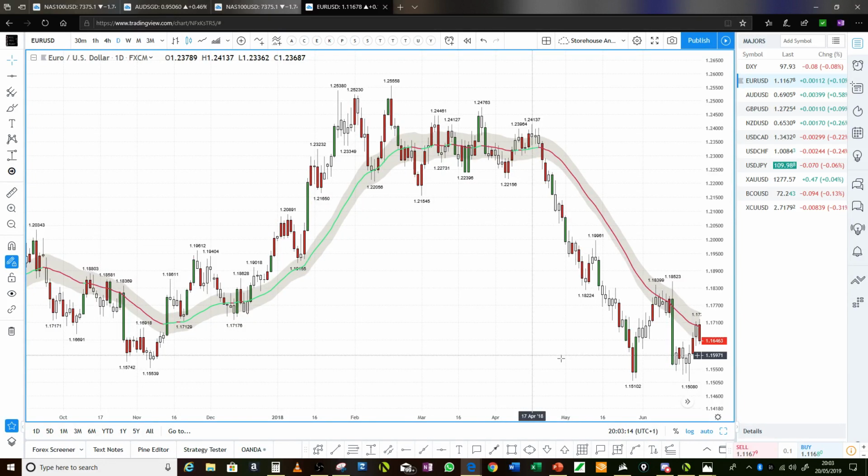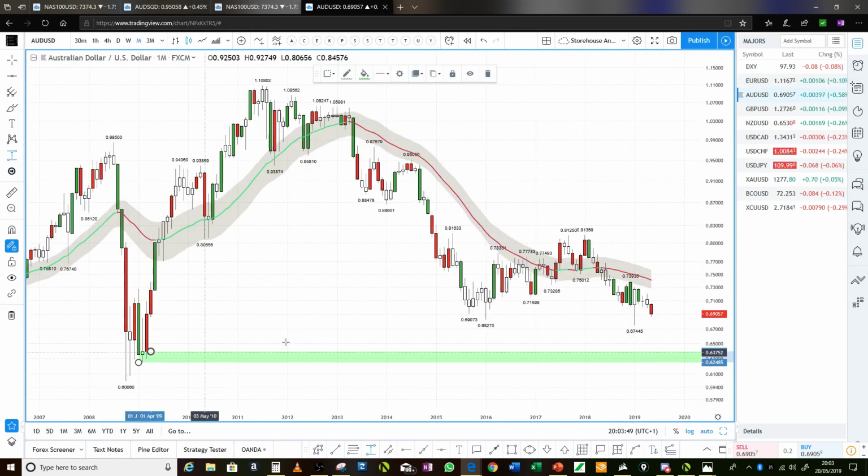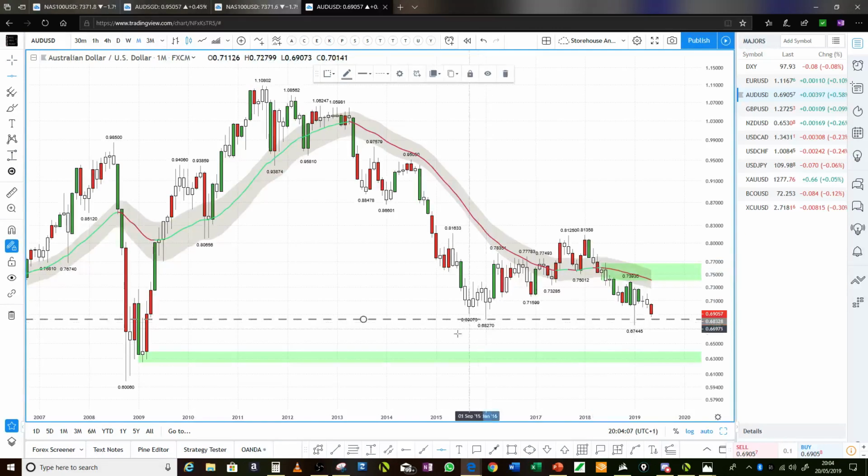So for the Aussie again, let's just take a quick peek at the monthly. The Aussie has suffered a little bit of late with the down move that's happened so far in the month of May. It's a little bit messy up here. This is the supply zone that's currently working and holding prices down. We've broken below these lows, the 68.27 lows.